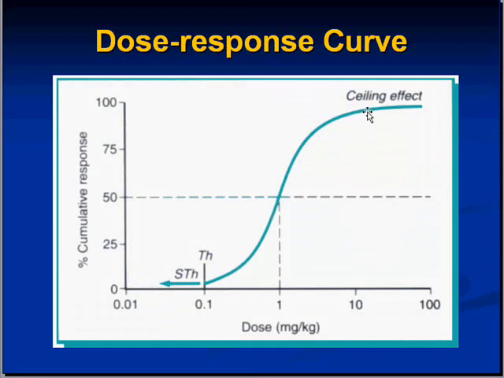Ultimately, there's a point at which additional concentrations of the toxic compound produce no further increase in toxic effects, and that's called the ceiling effect. But the one thing that is extremely important is the so-called threshold level. There is a threshold level for every compound, every toxic compound known to man.